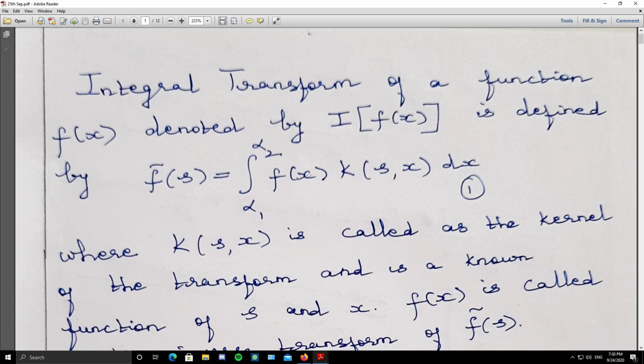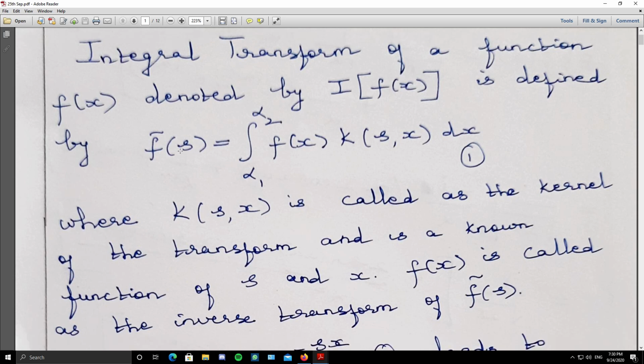So whatever be f of x, when you integrate with the limits alpha 1 and alpha 2, it becomes a function of s. There is no substitution for s. s is fixed. So when you integrate only with respect to x, with the substitution of limits, the solution will be a function of s. That is why it is written as f cap of s. This is called a transform function. f of x is a given function. f cap of s is called the transform function.